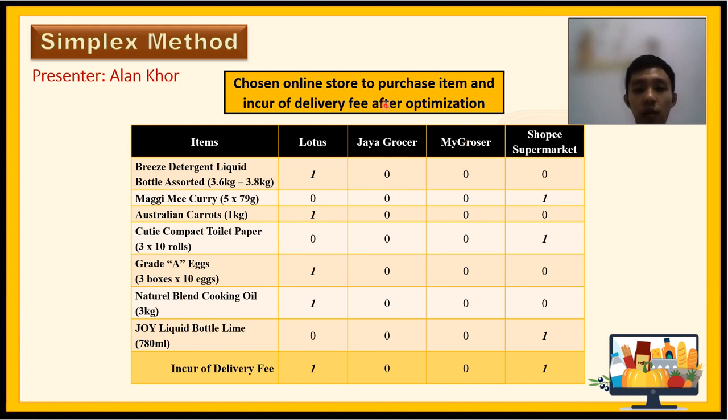We can see from the table there are only 2 online stores chosen in total to purchase all the specified items, which are Lotus and Shopee Supermarket. As a result, there are 2 delivery costs incurred in this grocery purchase.